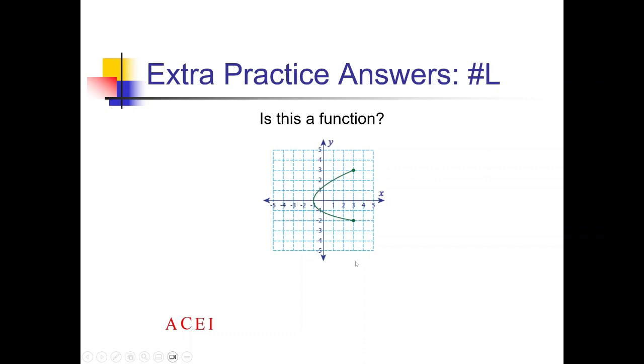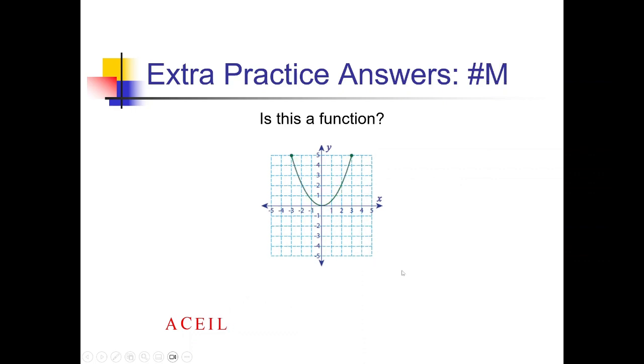For question L, we can draw a vertical line right here and a few other spots, lots of other spots where it'll touch twice. So not a function, which means we write down the letter L below. Here we are on question M. This is another parabola, kind of like the one we saw earlier. Still passes the vertical line test, definitely a function. Can't touch that twice.